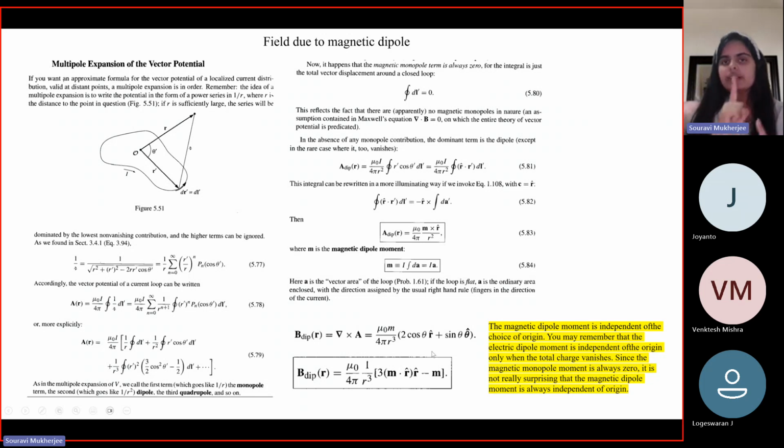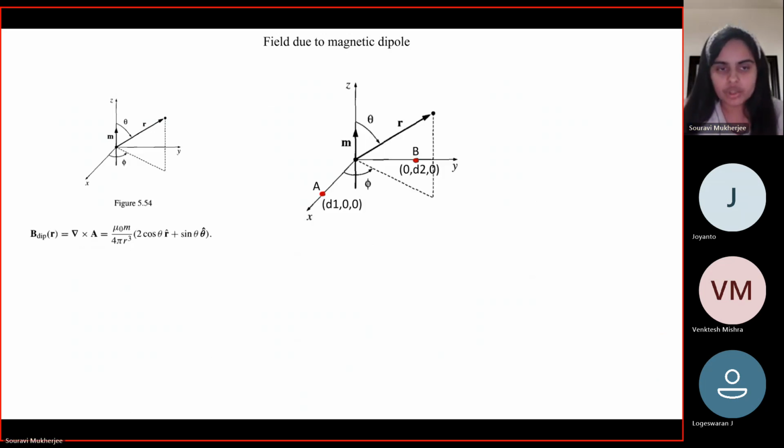So this tells you how the magnetic field should look in different directions from your dipole. It's important to note that because monopoles do not exist, the magnetic dipole moment is independent of the choice of origin. Whatever origin you choose, the values do not change. Now let us try to solve this question.